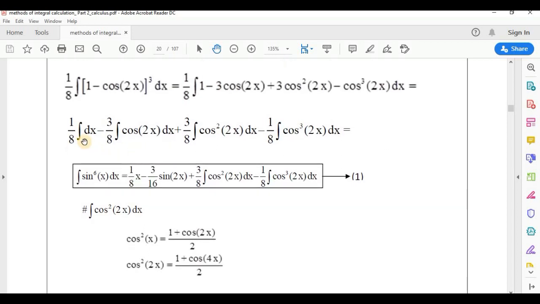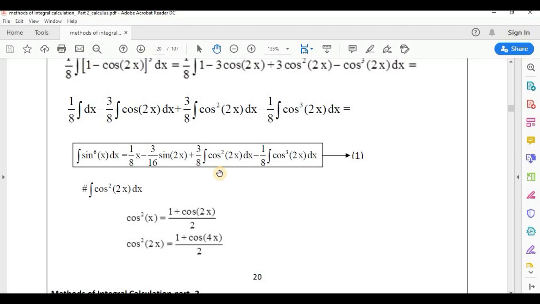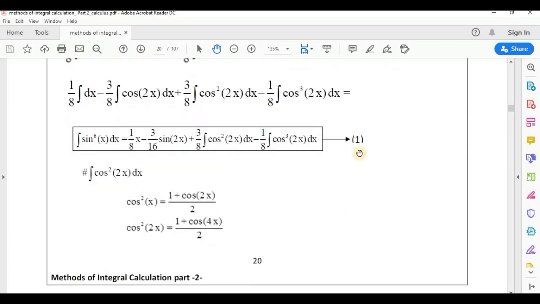The integral for this function will be x. The integral for cosine will become sine. We have remaining integral cosine square minus integral cosine to the power 3. We have only these two remaining integrals, cosine to the power 2 minus cosine to the power 3, and we will call this equation number 1. We will solve each remaining integral alone, and finally we will put all the final results in equation number 1.